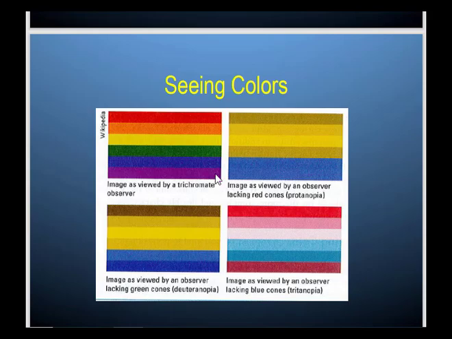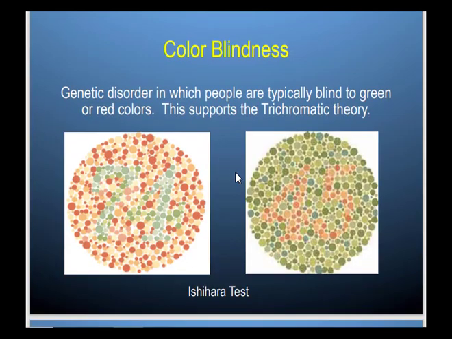But anyway, let's talk a little bit more about seeing colors here. So again, color blindness is a genetic disorder, meaning you do have to actually have a disrupted gene. It is typically that you're going to have disrupted reds and greens. This supports that trichromatic theory that you have three different kinds of cones.